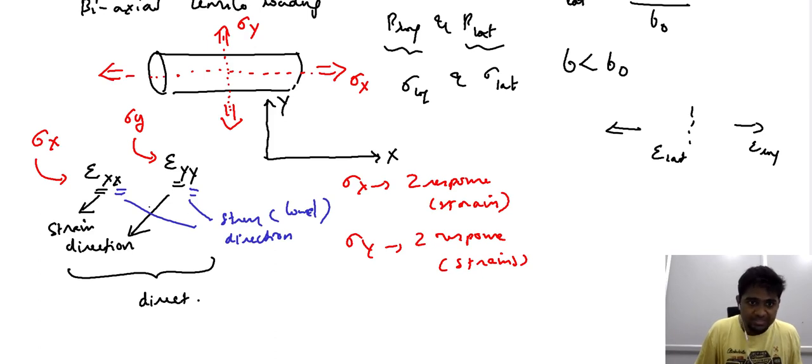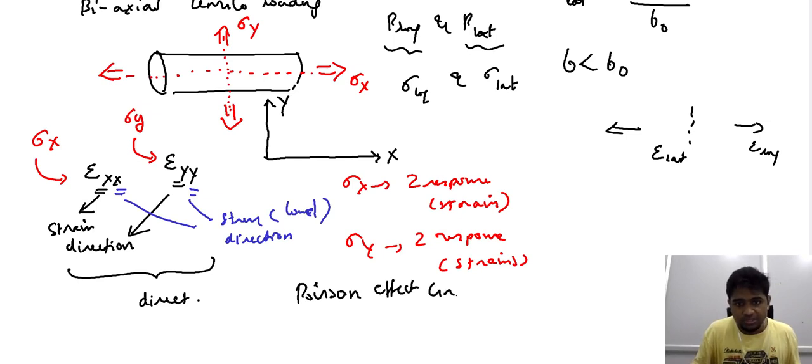The first subscript is the direction of the strain, the direction of how the strain occurs, and the second subscript is the direction of the load. Now there is also an indirect response that is offered by the material for biaxial tensile loading. This indirect response comes from the Poisson's effect. So the Poisson's effect brings an indirect response.